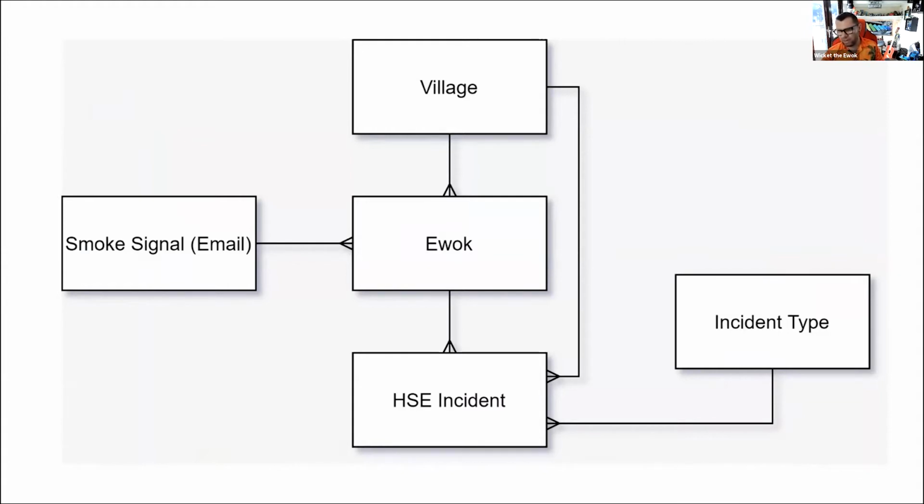So basically, we have an EWOC entity, we have a village, we have HSE incidents. Those are our health and safety EWOC incidents that get logged. And then we have smoke signals, which are the mechanism to communicate with everyone.